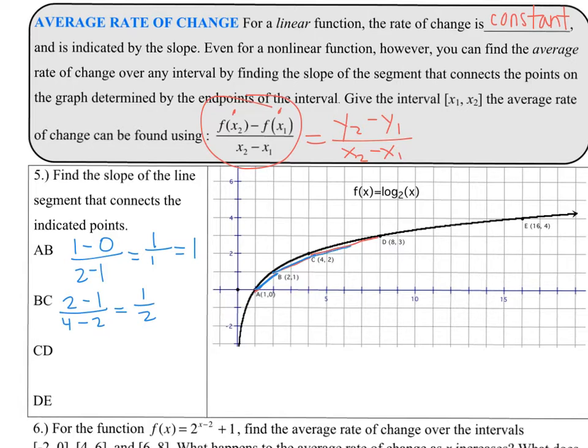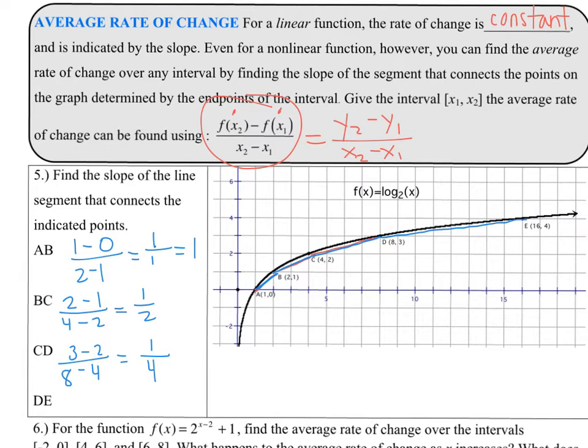CD is this one right here. Difference in the y values, 3 minus 2 over 8 minus 4. So we get 1/4, even more shallow. And we can see that it's becoming closer and closer to horizontal.